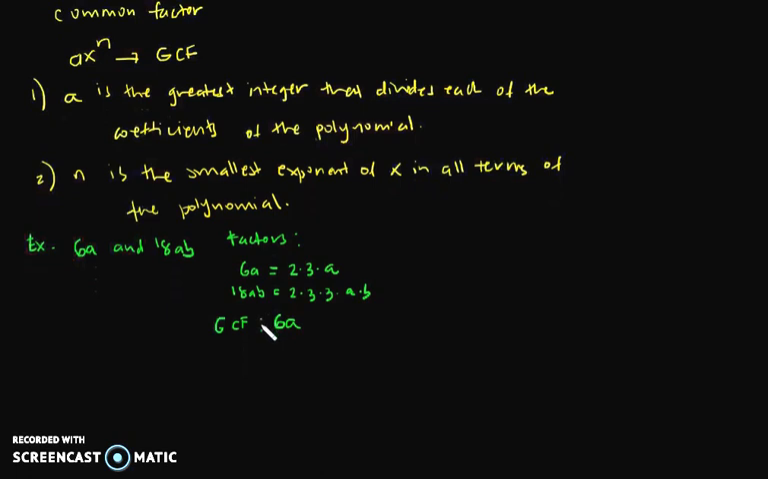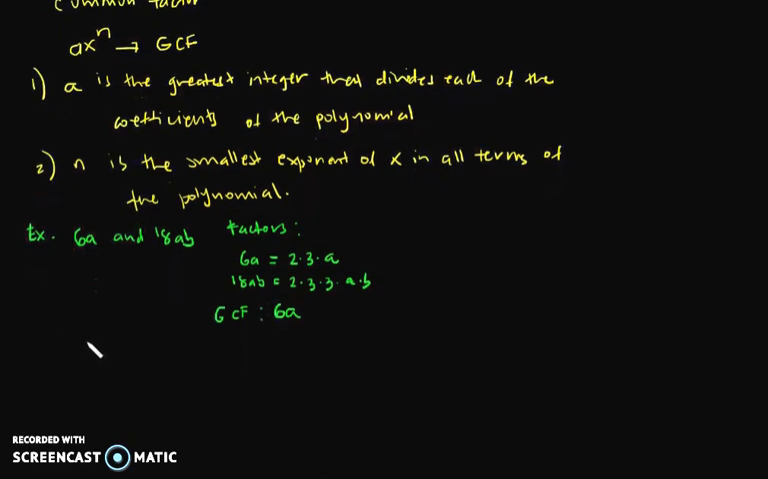So let's have another example. So another example is 10a and 12a squared b. Again, we will do the same procedures. So let's have the factors of both 10a and 12a squared b. The factors of 10a is definitely 2 multiplied by 5 multiplied by a. At the same time, 12a squared b has a factor of 2 squared multiplied by 3 multiplied by a squared multiplied by b.